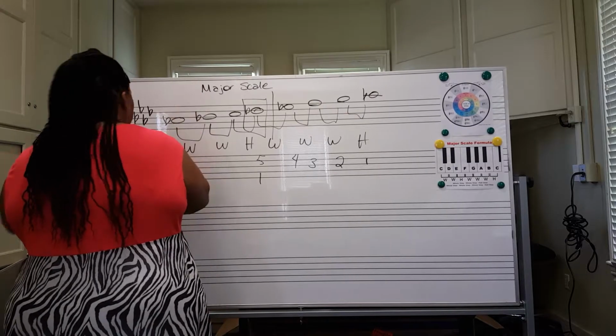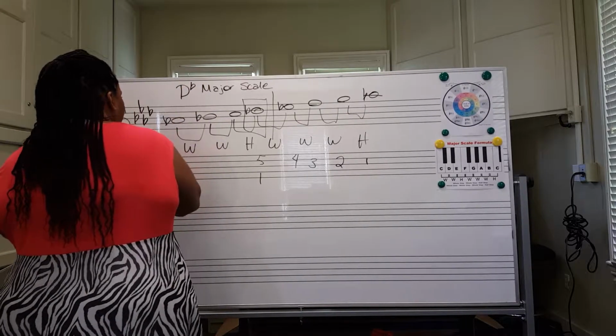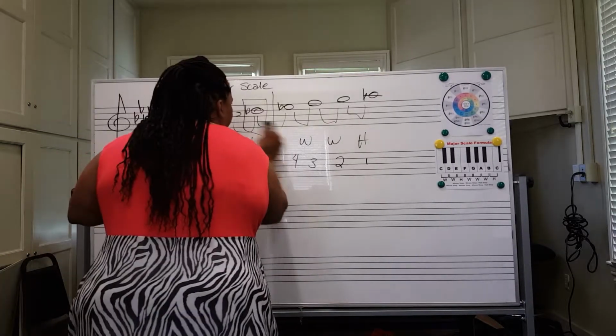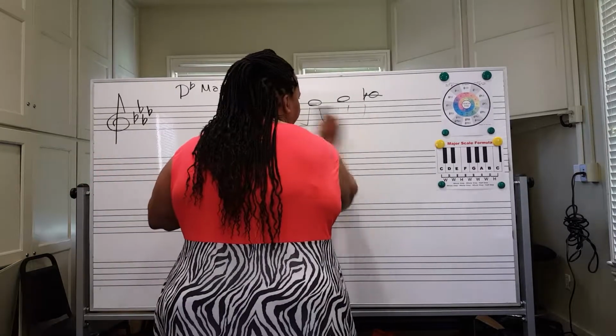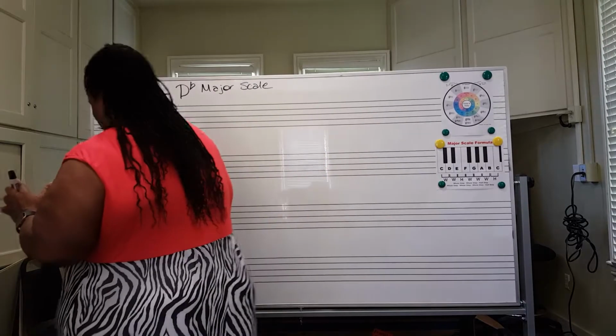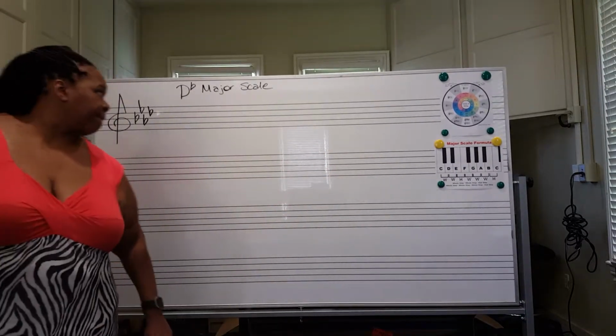So, look at your circle of fifths. That should tell you a D flat. All right. You know what to do by now, so do that on D flat. And I'll give you a minute. Go.